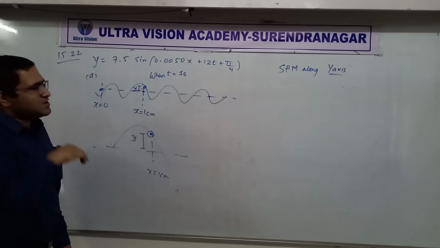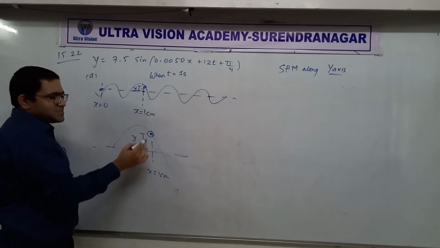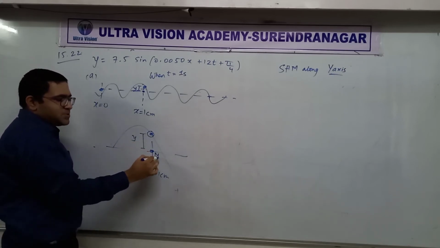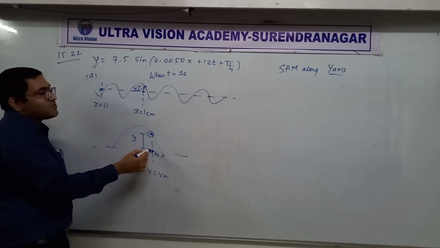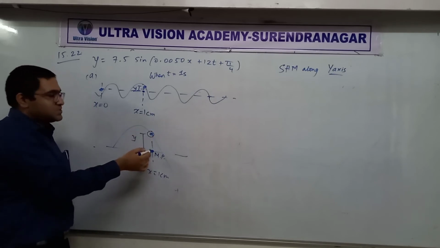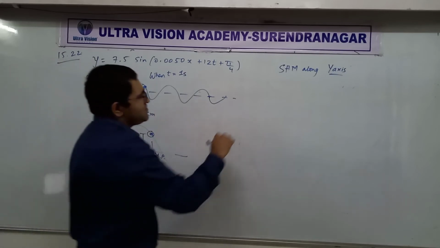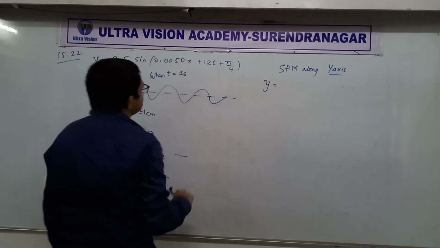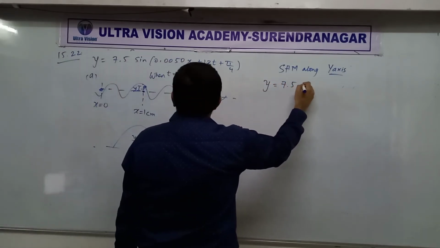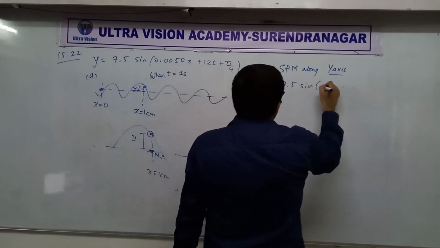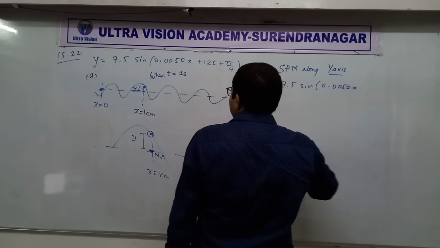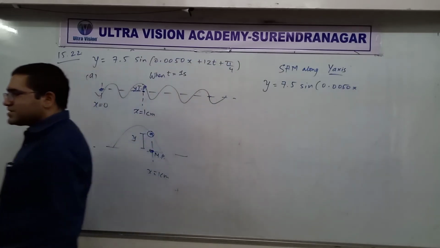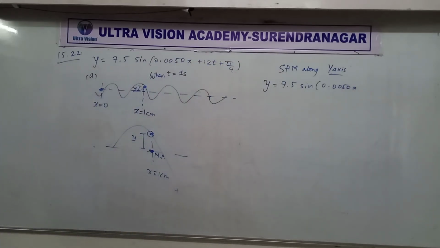So now we want to find its displacement from the mean position. Here is the mean position. Hopefully you remember that when something oscillates, there is a mean position. So let's find it. y equal to 7.5 sin(0.0050 x). What's x? x is 1 centimeter. Let's just see what units are given.